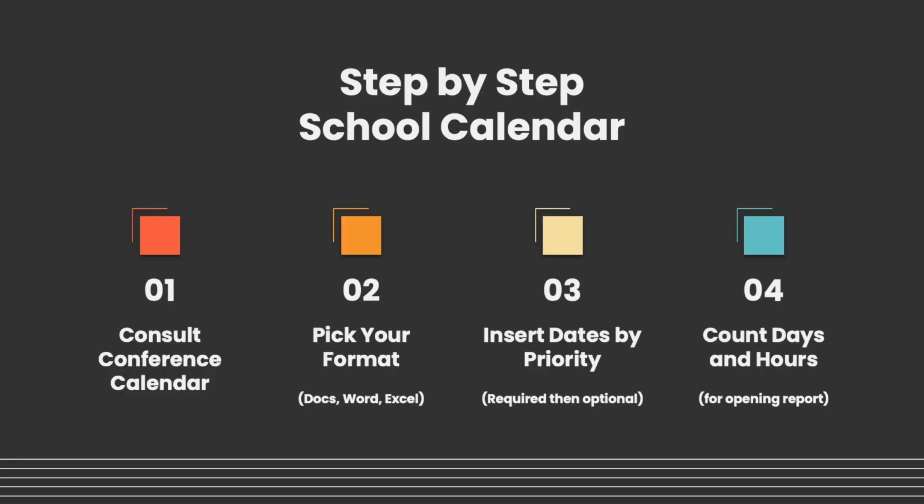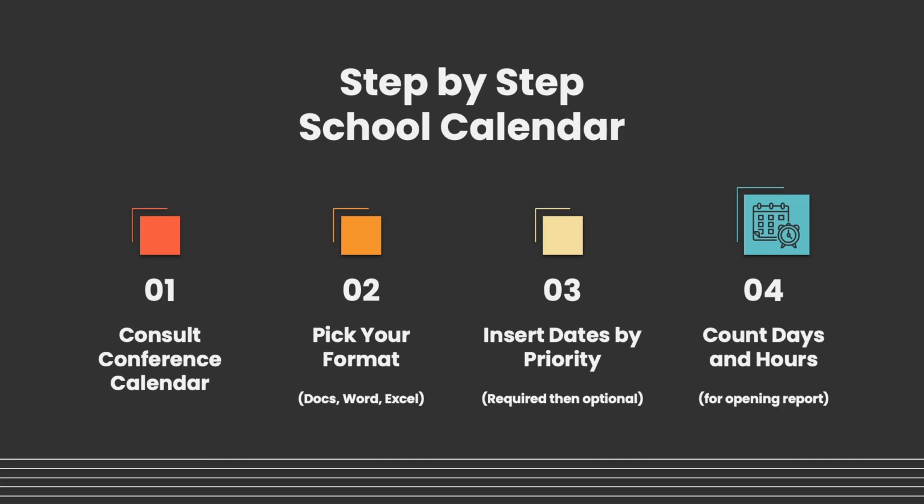The very first thing you're going to want to do when you're thinking of planning your year, and as we're thinking of doing some planning this week, is to consult the conference calendar. Then you're going to pick your format. How do you want to put your calendar together? Then you'll put the dates in based on priority, what's most important first. And then you're going to double check that you have the right number of days and the right number of hours. So we're going to go through these 4 steps in more detail.